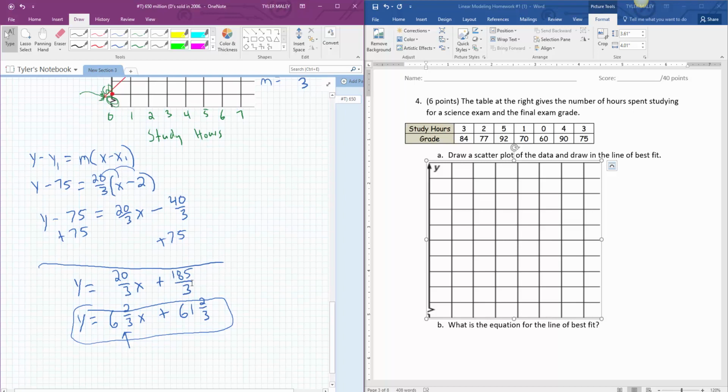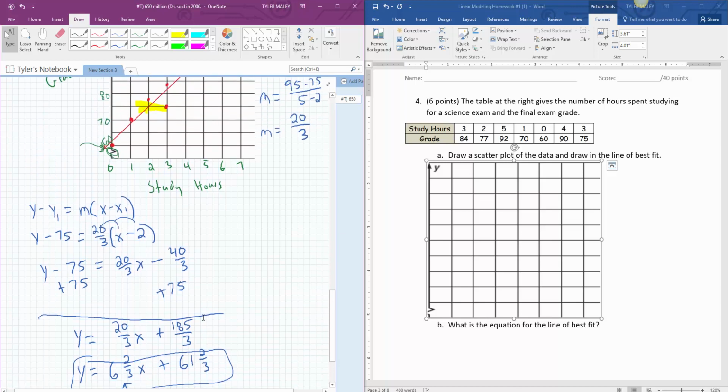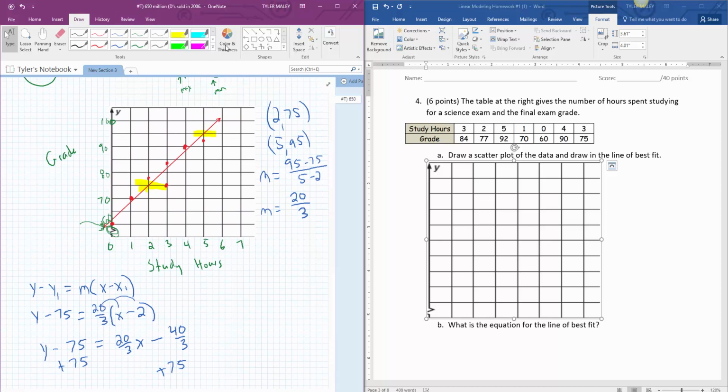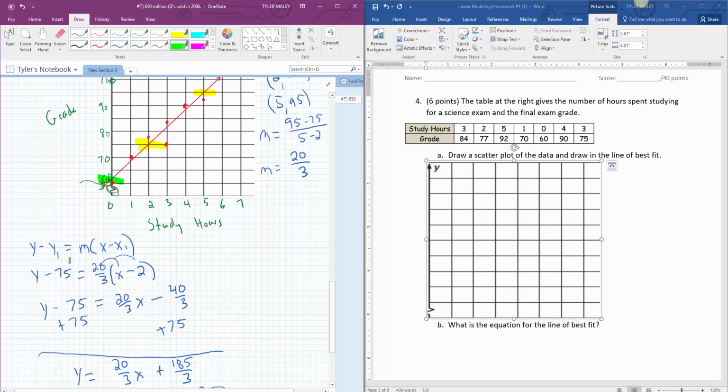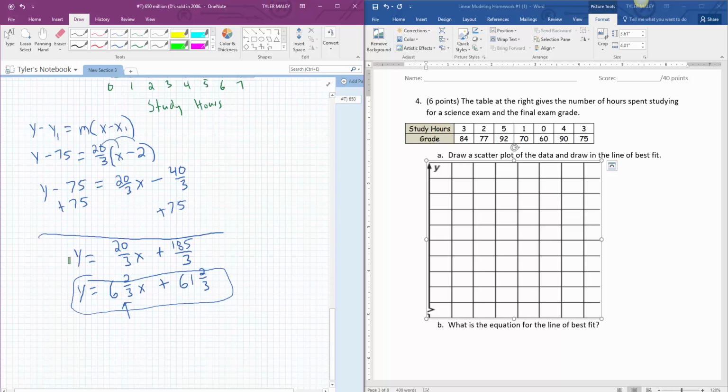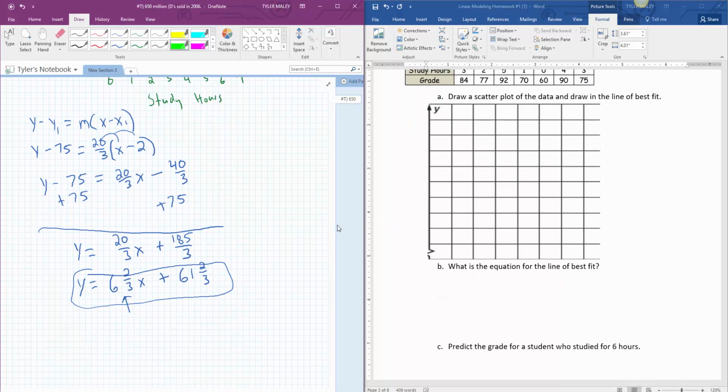And then here on the right, I have 185 over 3. This is my score if I study 0 hours for the test, right? So 61 2/3 appears to be close to here, which is where my y-intercept is located. Right, so that equation is reasonable. So that's part B, right? So part B is here. I guess starting here, we started part B.